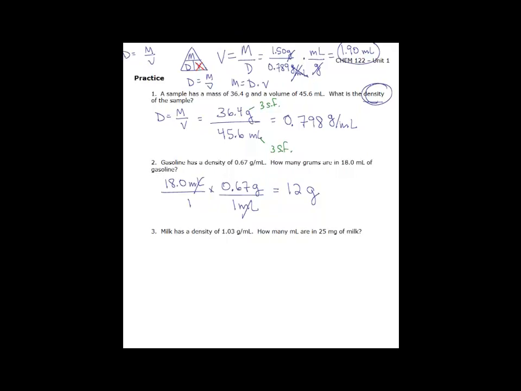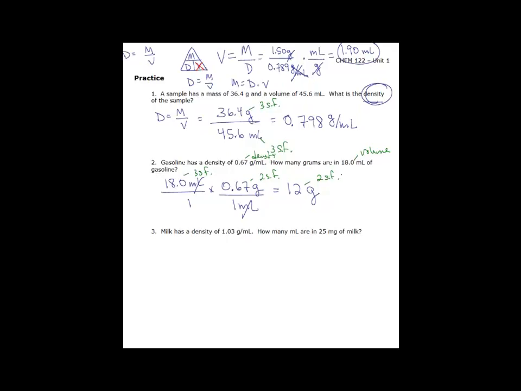All right, and number 2, it's a pretty straightforward conversion because you're given the volume and then you're given the density. Now you can work it either way. I worked it as a conversion problem, so 18 milliliters is your starting quantity, and then in order to get milliliters to cancel out, I need to multiply by the density. So I have 3 sig figs here, 2 sig figs here, 2 in my answer.